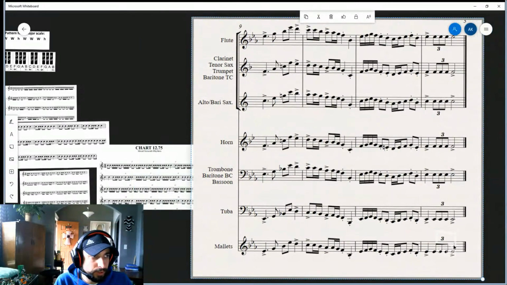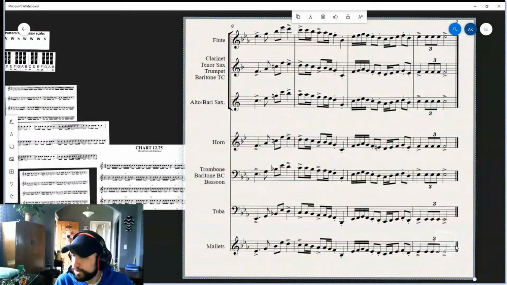Make it a little bit bigger if I can. Okay.